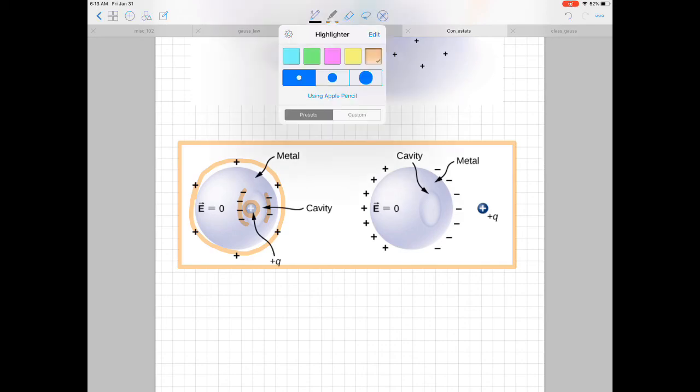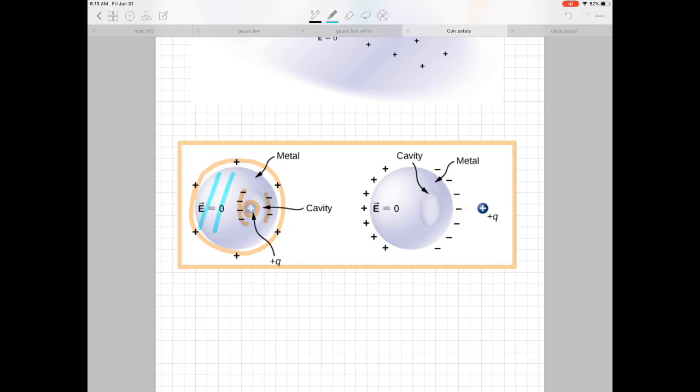So what that means is that inside the conductor, outside the cavity, the electric field is actually 0, because if you draw a Gaussian surface in here that includes the cavity, you include both the positive point charge and the induced negative charge, and that total amount of charge enclosed is 0. And so the electric field inside the conductor is 0. The electric field outside would not be 0, because now the total charge enclosed is plus Q.